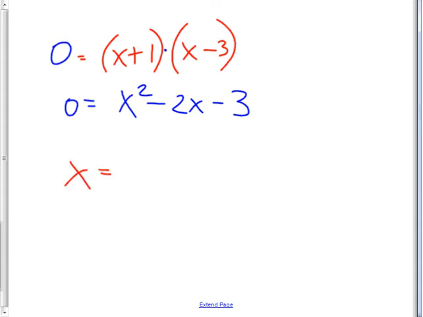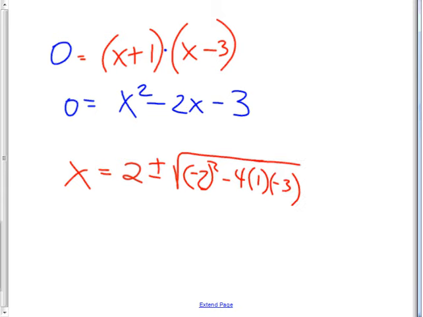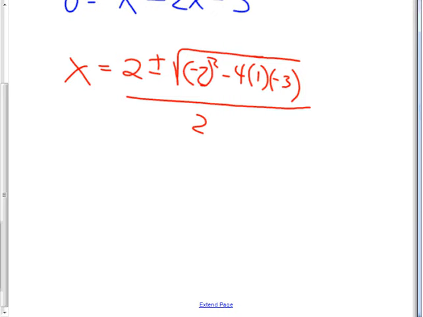X equals negative b. I'm doing the quadratic formula right now. X equals negative b plus or minus the square root, blah, blah, blah. B squared, which is good, minus, perfect, all over 2a, which is awesome. Did you get it that far?